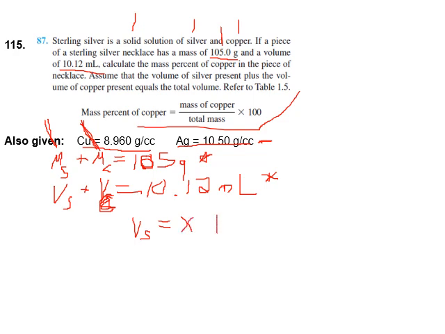Now let me ask you this. What's the volume of the copper? You're probably thinking to yourself, it can't be that hard, but it is. Believe me. So if the volume of the silver is X and the total volume is 10.12, and there's only two things in there that have to add up to 10.12, then what does the volume of the copper have to be? It has to be 10.12 minus what?